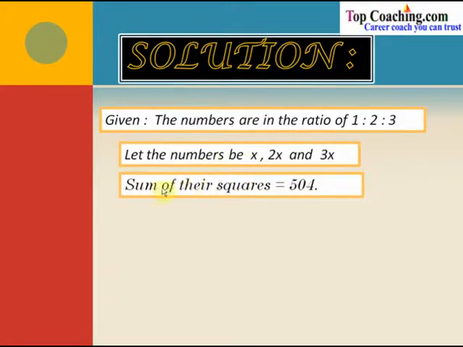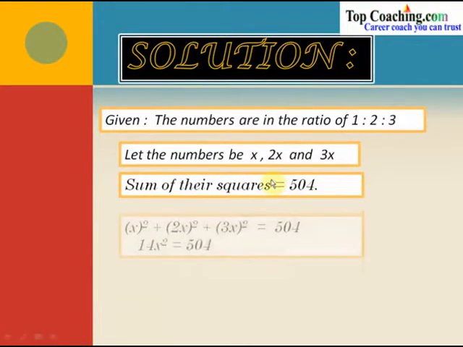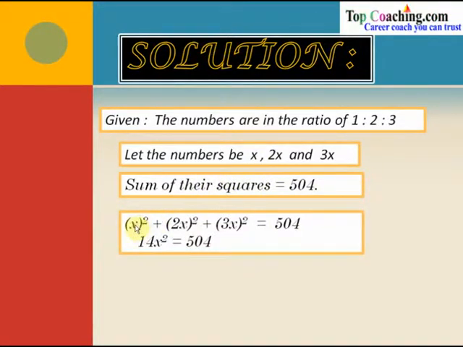Now given to us is that the sum of the squares is equal to 504. So we can write the equation as x square plus 2x whole square plus 3x whole square equal to 504. This is x square, this is 4x square, this is 9x square. When we add them up, what we get? 14x square equal to 504. This further becomes x square equal to 36, or x equal to 6. So we get the value of x to be 6.